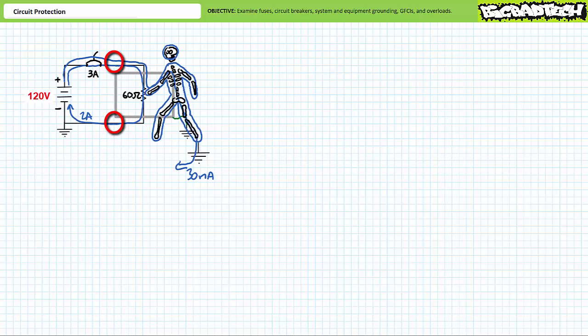You'll note in this scenario, 2 amps plus 30 milliamperes, or 2.03 amps, is leaving the source positive terminal. However, only 2 amps is returning to the source negative terminal, and 30 milliamperes is leaking through the operator to ground. A GFCI recognizes the imbalance between outgoing and incoming current and quickly opens the circuit, sparing the operator from further pain.